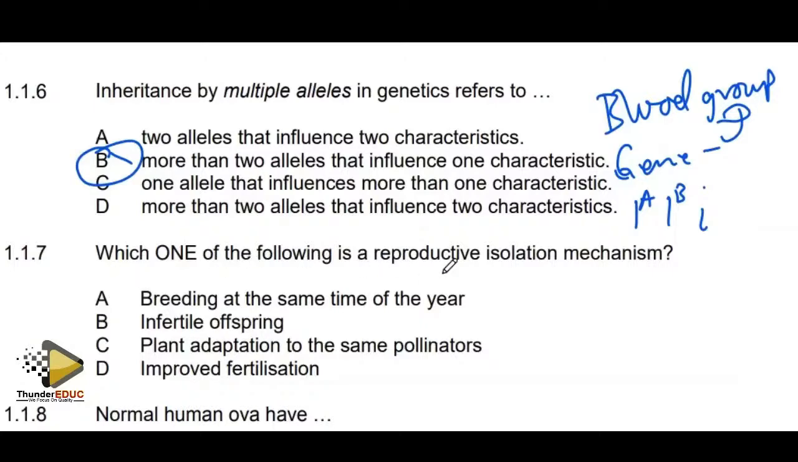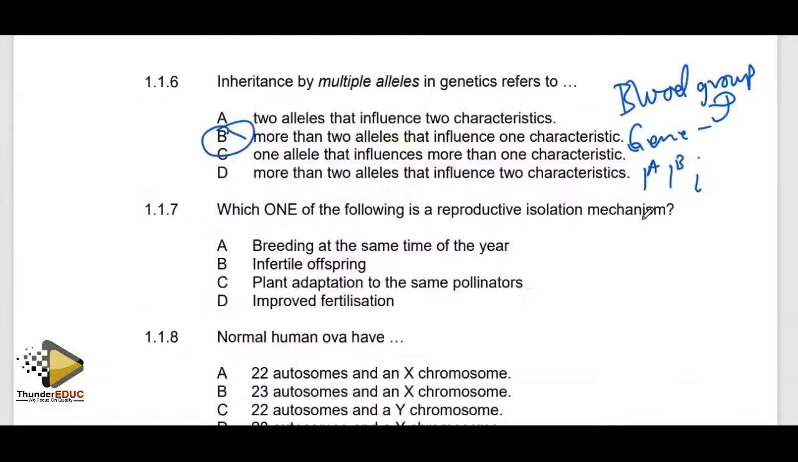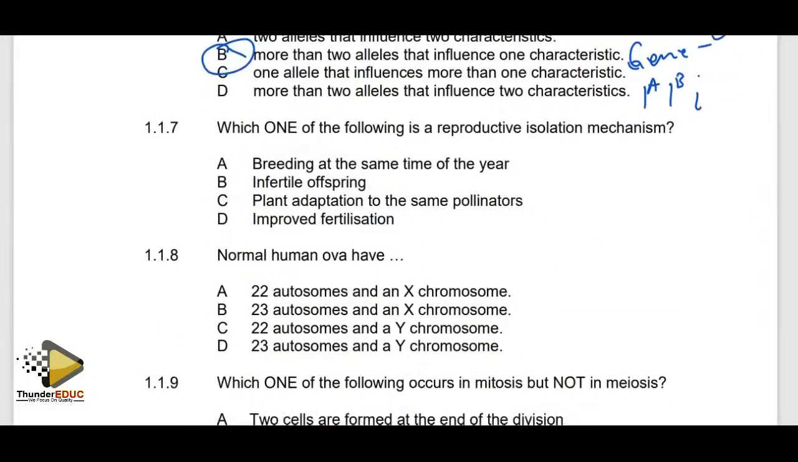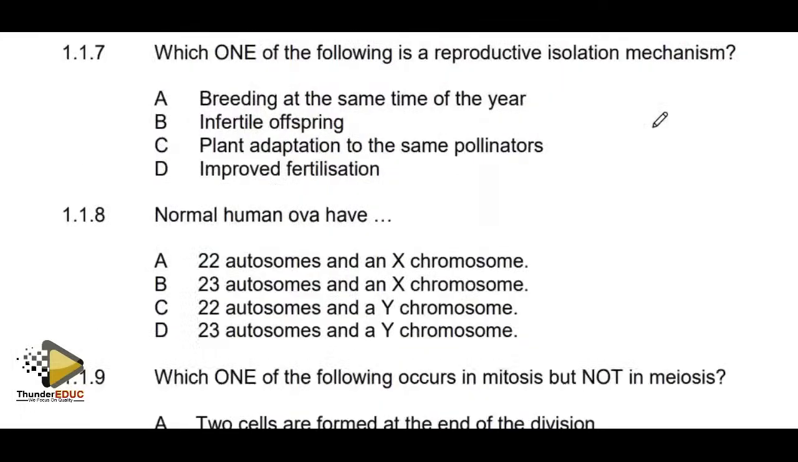Which one of the following is a reproductive isolation? When you talk about reproductive isolation, it means that the organisms are being isolated as a result of the reproductive strategy or the reproductive mechanism. So they're saying that breeding at the same time of the year, they can't be isolated if they are at the same time of the year.